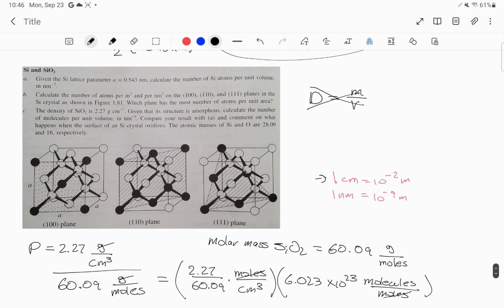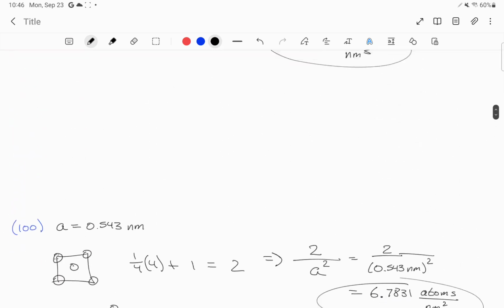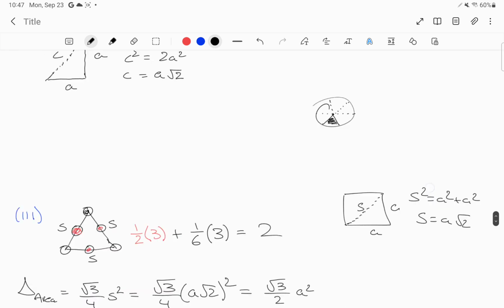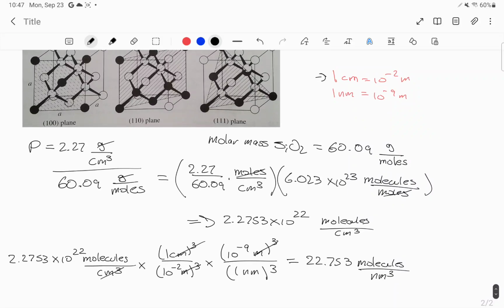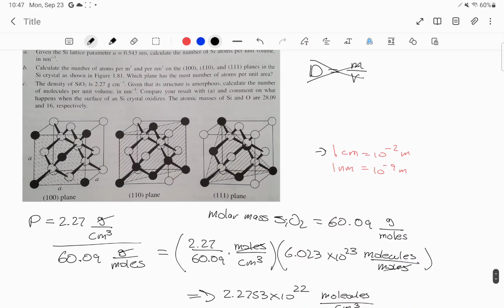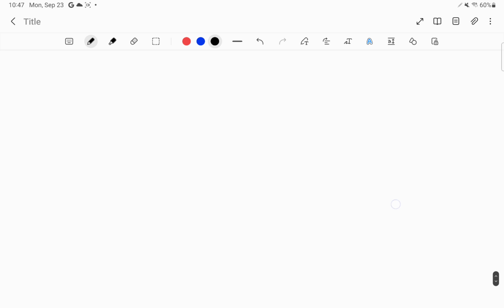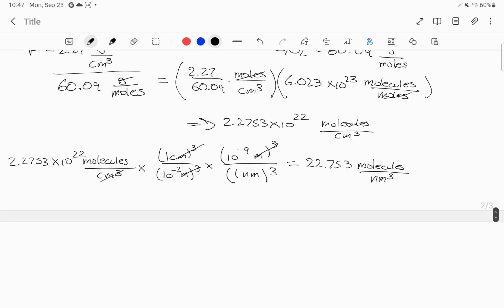And then it says compare this result with A and comment on what happens when the surface of an Si crystal oxidizes. So if we go back to A, we basically have a density of 49 atoms per cubic nanometer. And here we have 22, so we can say that the surface of the Si crystal, as it oxidizes, is becoming less dense. Because you can say that oxygen takes up more space, and I guess it causes more stress on silicon. So that would be our answer for part C.